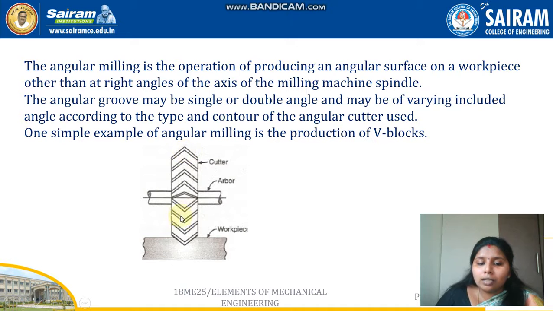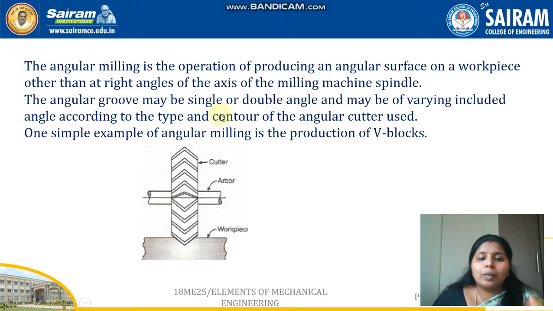Sometimes even a single cutter can be used to produce one inclined surface alone, or if we need some V blocks, we can combine two cutters to produce V blocks. So the main purpose of this operation is to produce an angular surface on a workpiece at other than a right angle to the axis of the milling machine spindle.